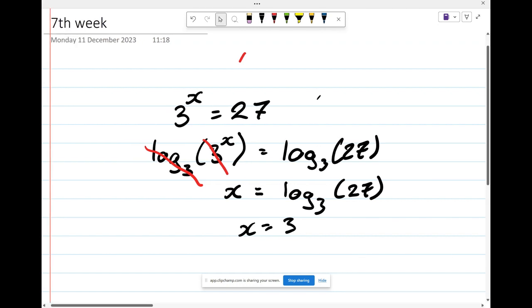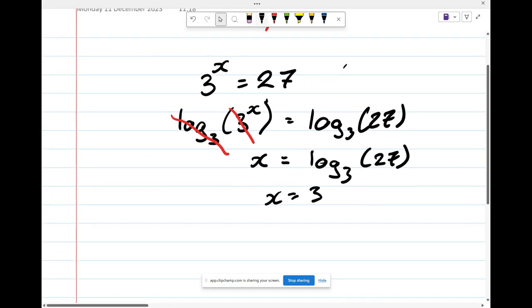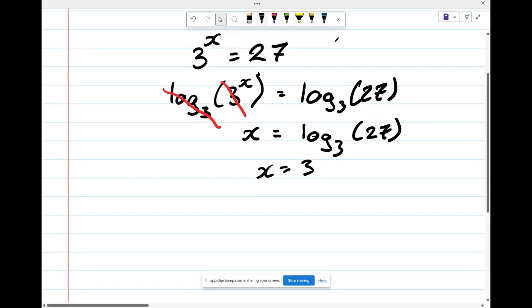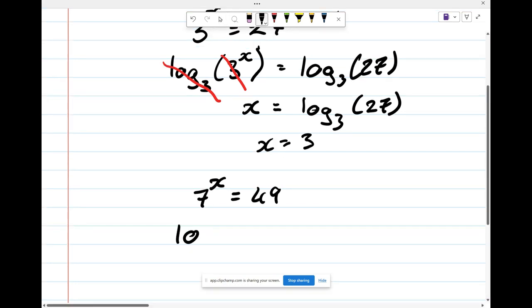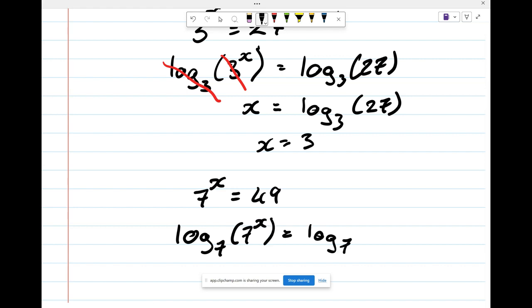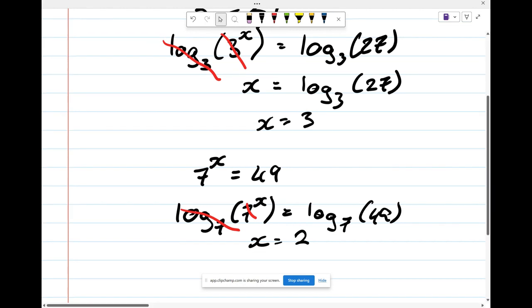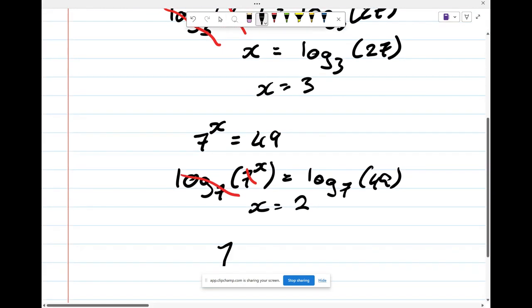So a handy way to remember logs is asking the question, 3 to the power of what gives us the number on the right hand side. So if we keep going, if we said 7 to the power of x was equal to 49, how would we find this? Well, we'd get log to the base 7 of 7 to the power of x and log to the base 7 of 49. These would cancel. We'd bring our x down, and this is just a number, and you put that into your calculator, you end up with 2. So 7 to the power of 2 is actually going to be 49. And that's basically what logs lets us do.